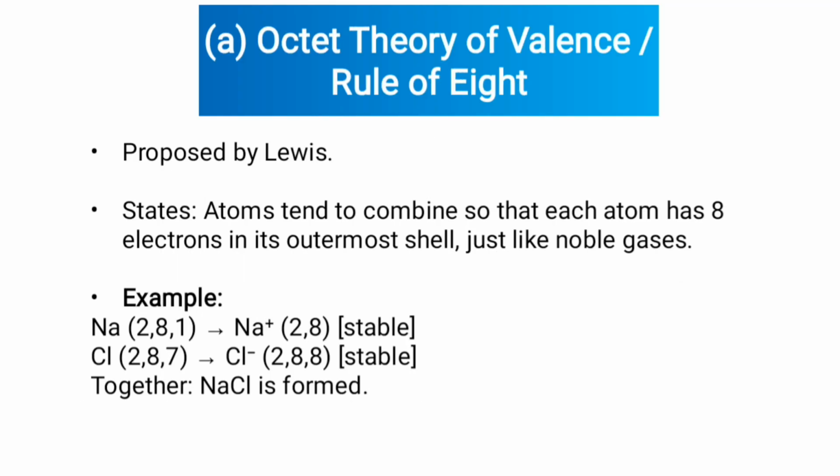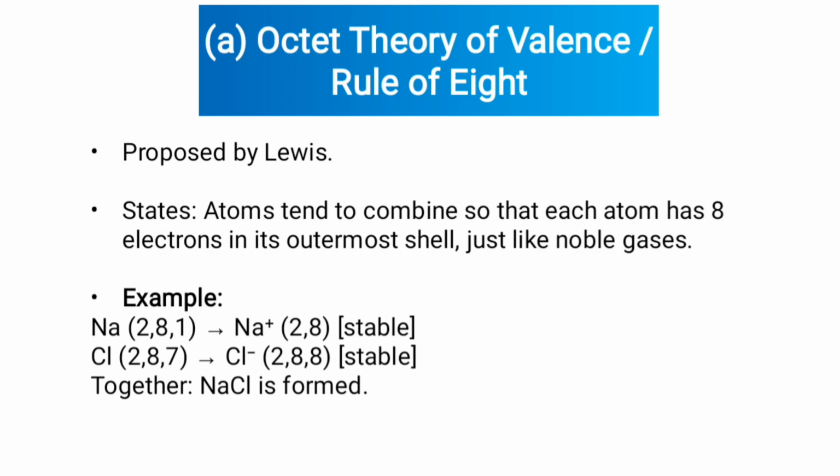Now, the octet theory of valence, or rules of it. My dear student, the octet theory of valence proposed by Lewis stated that atoms tend to combine so that each atom has 8 electrons in its outermost shell, just like noble gases.